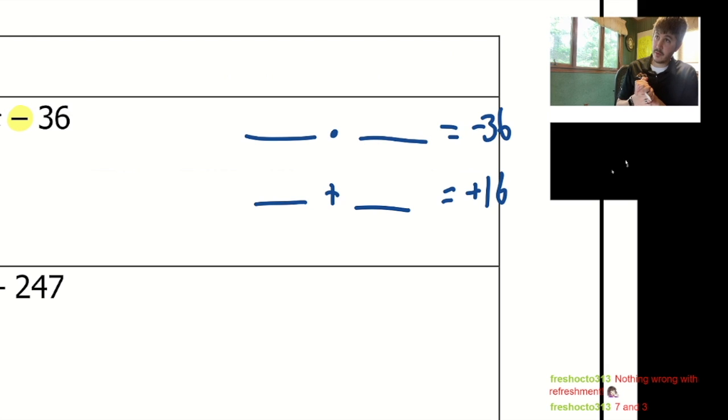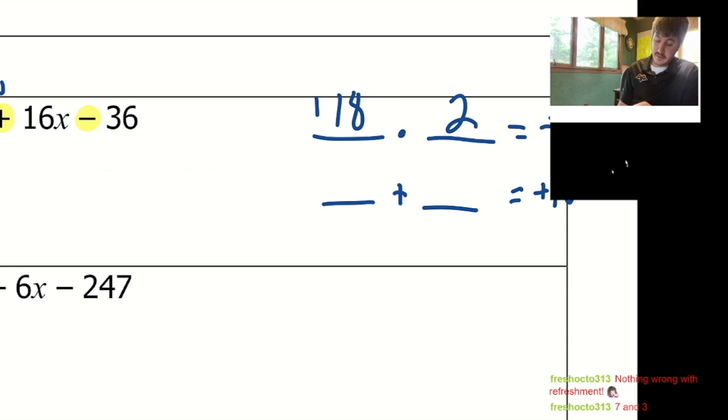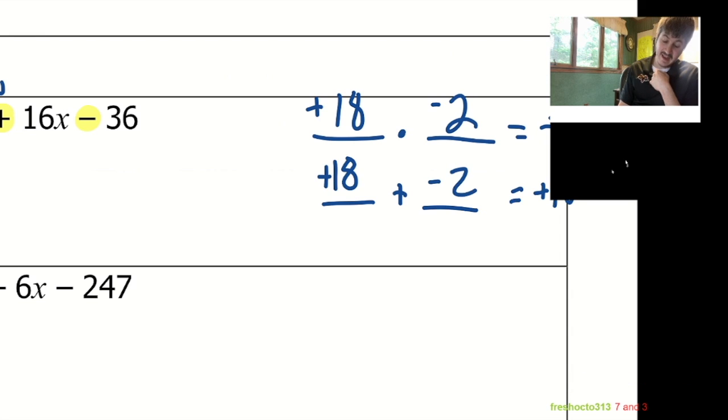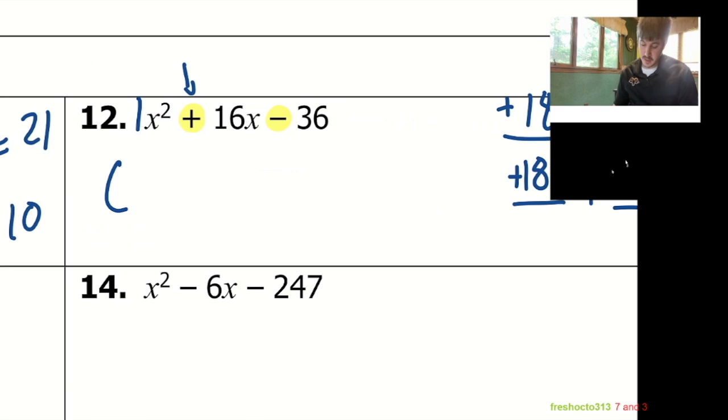Is it 12 and 3? No, I don't think 12 and 3 works. What about 4? Is it 4 and 9? 4 times 9? Nope. 18 and 2. I think 18 and 2 is going to work. 18 times 2 is 36. But like I said, the bigger number is going to be positive, and the smaller number is going to be negative, which is perfect, because if you look right down below, positive 18 plus negative 2 is positive 16. So those are our factors right there.